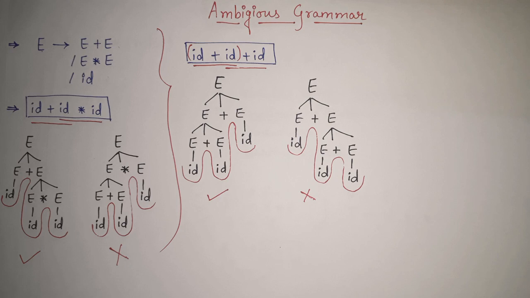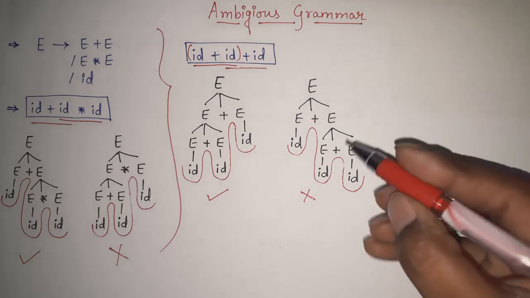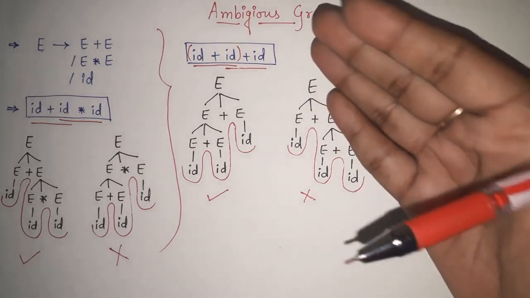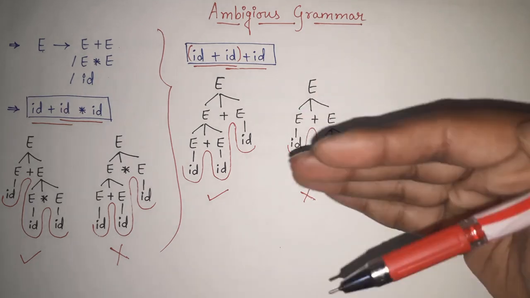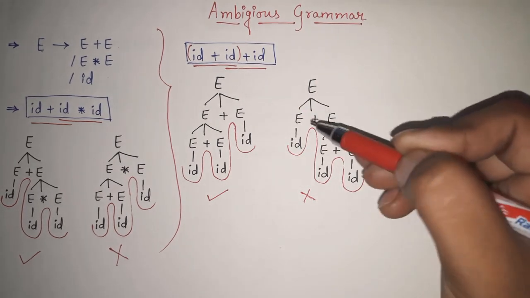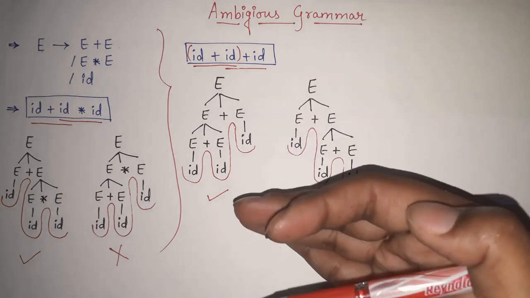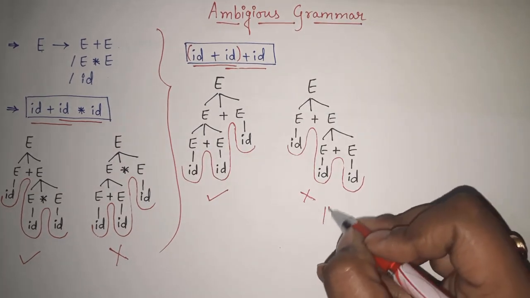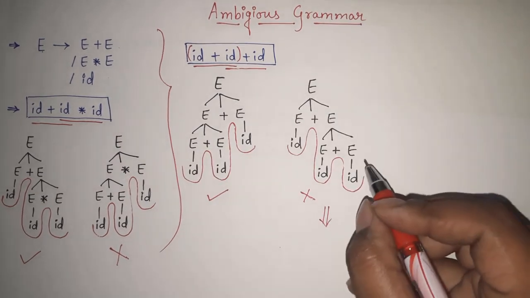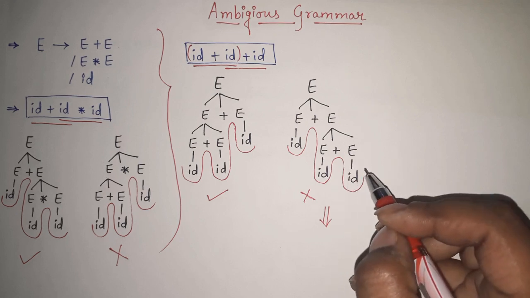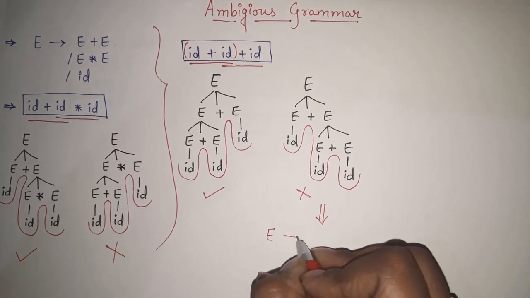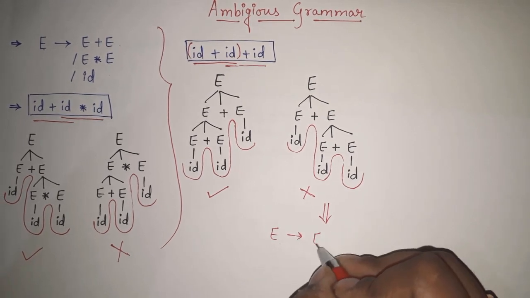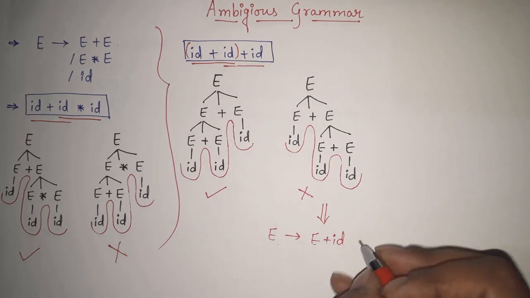So logically, what can I do to make it correct? I can restrict the growth of this tree on the right hand side. I can restrict the growth here so that the growth will only happen on the left hand side, and so it will be correct. So basically, in order to eradicate this problem, I can edit my grammar such that E gives E plus ID or ID.